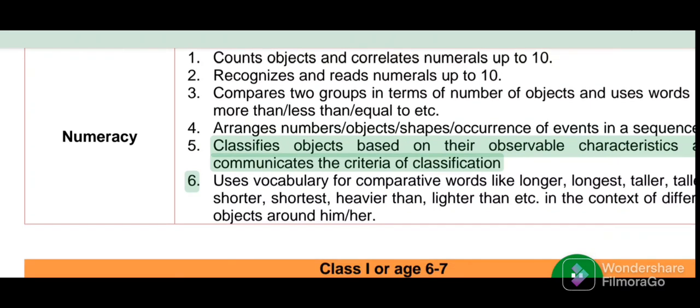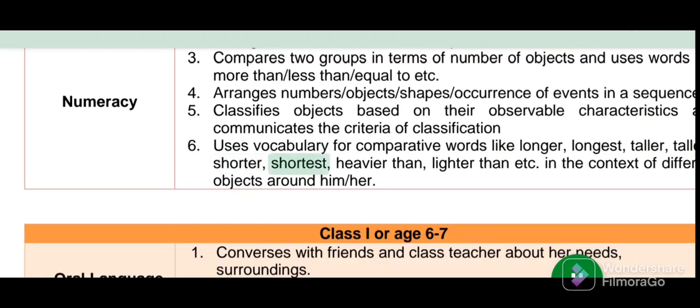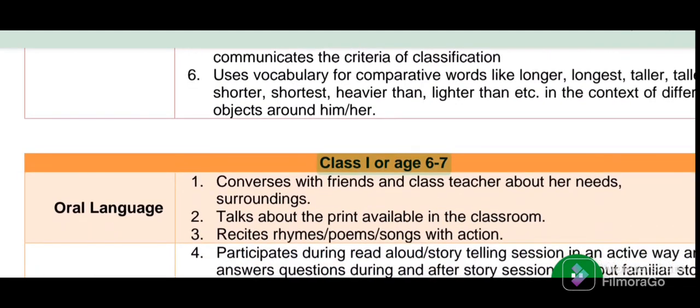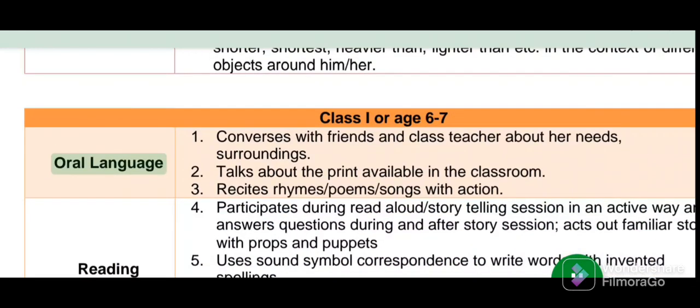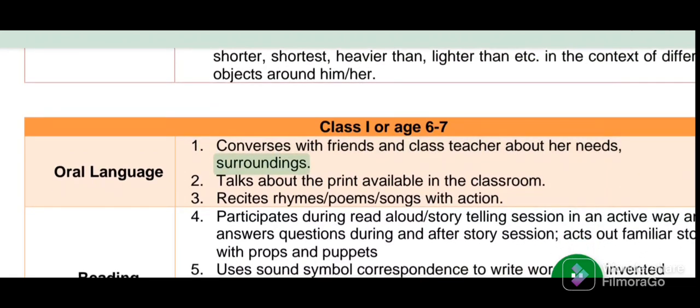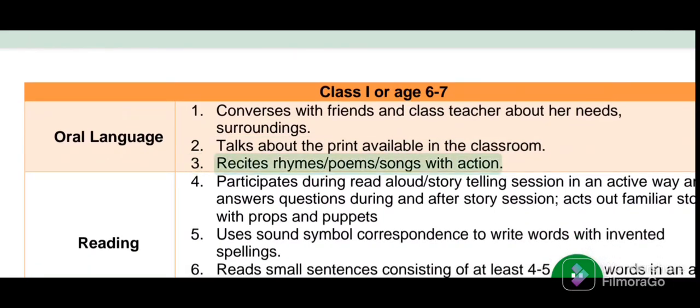5. Classifies objects based on their observable characteristics and communicates the criteria of classification. 6. Uses vocabulary for comparative words like longer, longest, taller, tallest, shorter, shortest, heavier than, lighter than etc. in the context of different objects around him/her. Class 1 or age 6 to 7. Oral language. 1. Converses with friends and class teacher about her needs, surroundings. 2. Talks about the print available in the classroom. 3. Recites rhymes, poems, songs with action.